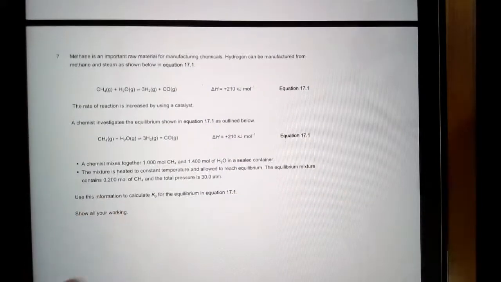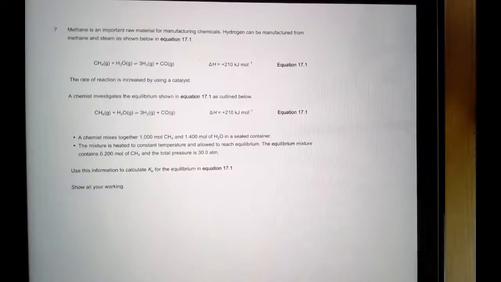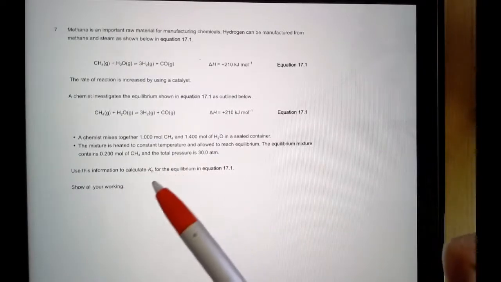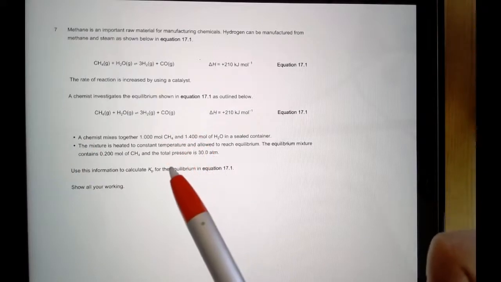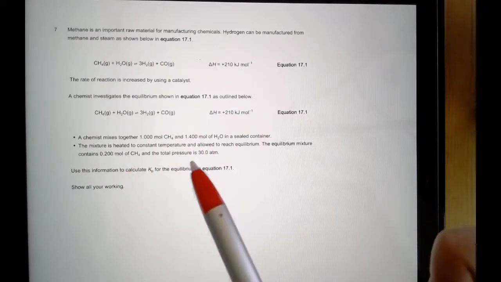So this is from the old spec. We don't typically see 7-mark questions anymore. But if I know I'm calculating Kp, then I know I need the partial pressures for each of these. And if I want partial pressures, I need mole fractions and I need total pressure.